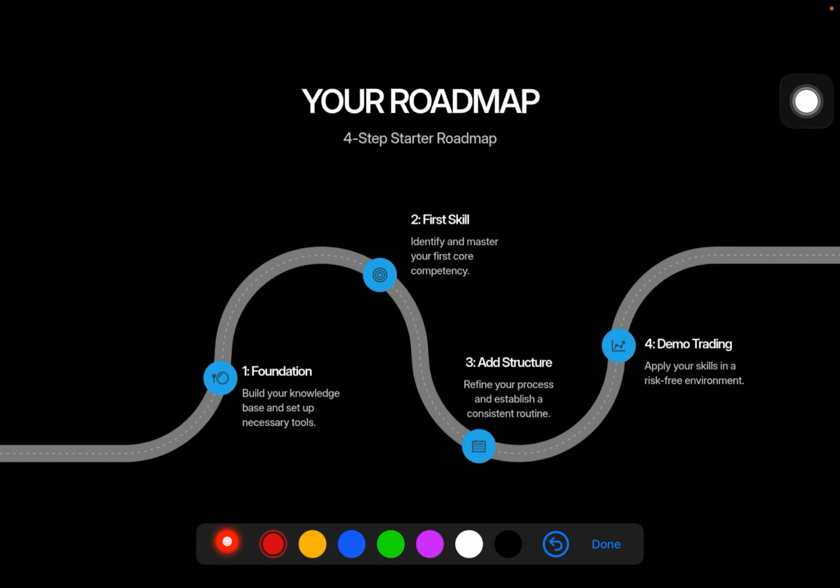This is your roadmap for your trading journey. The first one is all the steps that I mentioned earlier: the foundation. You need to build your knowledge and set up your necessary tools. This is the foundation step. The second is you need to become a master in your knowledge. The third is you need to be consistent with your trading journey and your routine. And the fourth one is you need to start trading only as a demo, or maybe you can even start with a very small amount on a real account.